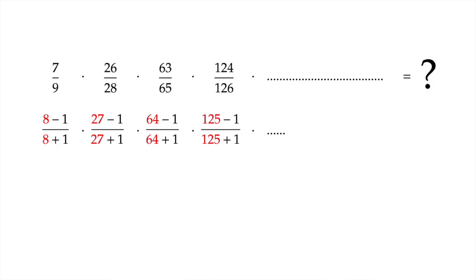So these are all the numbers of the form n cubed minus 1 over n cubed plus 1. And off to infinity. Infinite product. So, what does it equal? Man, I don't even know if this converges. I mean, 7 over 9, then 26 over 28, then 63 over 65. Yeah, those numbers are getting closer and closer to 1. Yeah, I reckon it converges. Probably. But then what does it equal? That I have no idea.